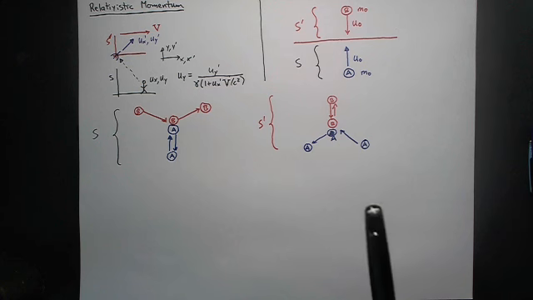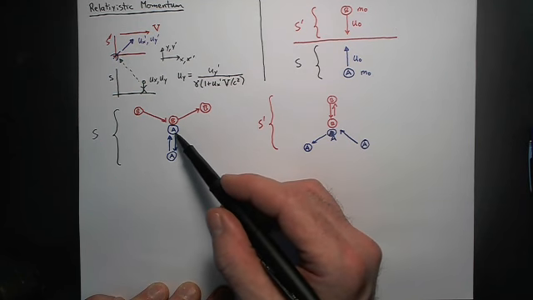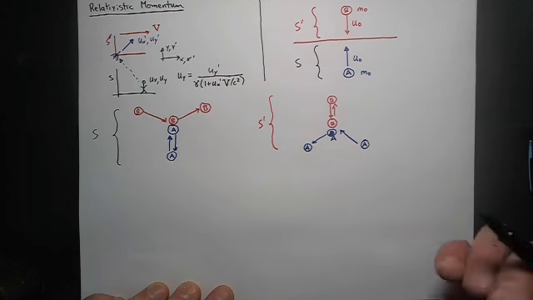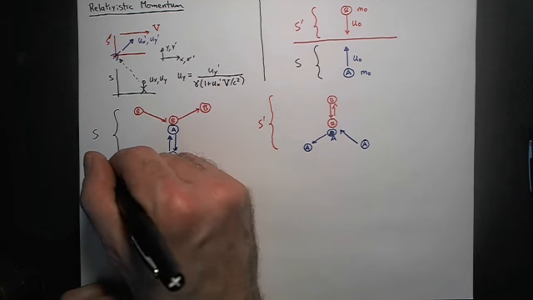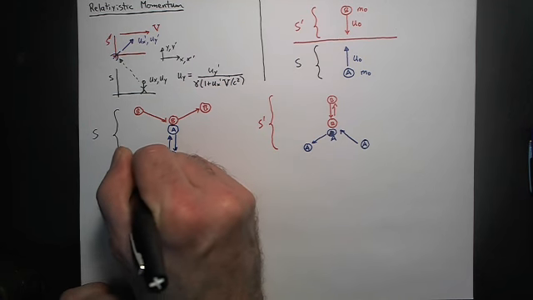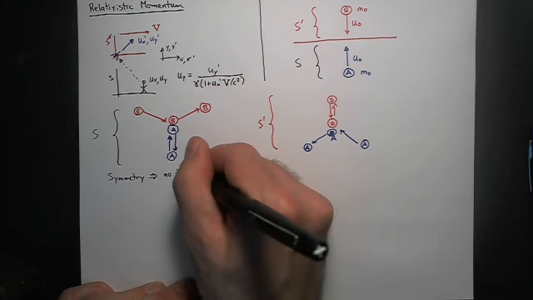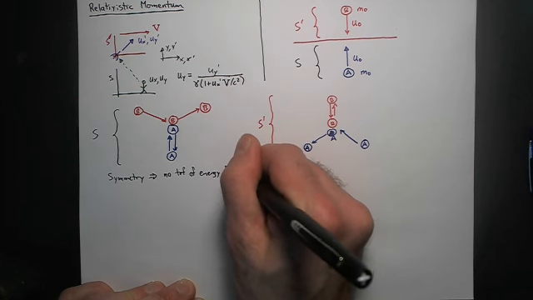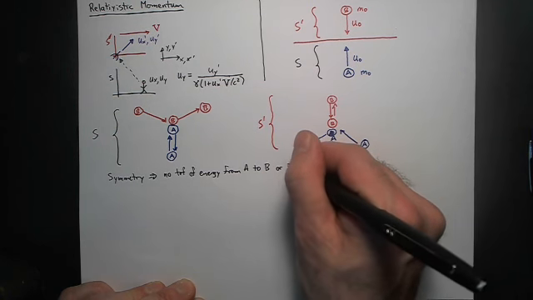Now, we've set things up so that things are very symmetrical between the two reference frames. And that means that there can be no transfer of energy from ball A to ball B or from ball B to ball A, because there's nothing that distinguishes one frame from the other. So the symmetry of this situation guarantees that there's no transfer of energy from A to B or from B to A.